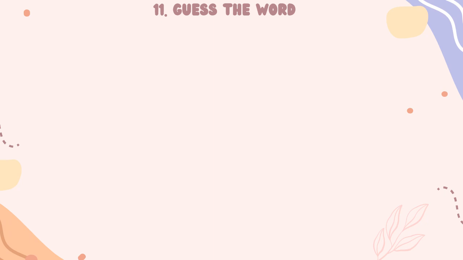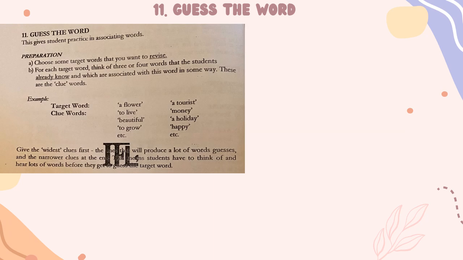Technique number 11 is called guess the word. This is another practice for word association. You may select a target word you want to review, but instead of asking them to say what they have learned, you can give them clues or say words that are associated with your target word. Just like these examples here. You say the words beautiful, to grow, to live. If students have learned the word you have taught, they may be able to guess what that word is that you are trying to get out of him or her.